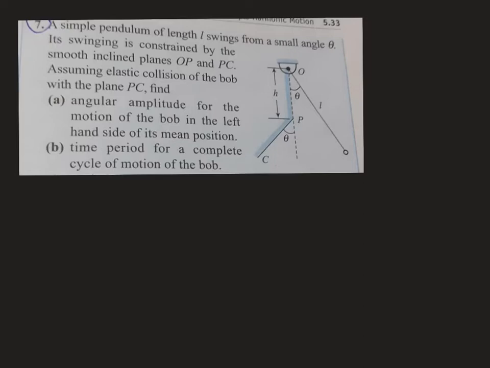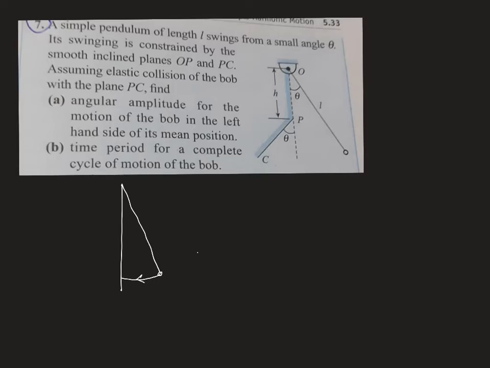So this is a simple pendulum. Okay. So it has two halves of its motion, right? This simple pendulum has two halves of its motion. So this part of the motion, from here to here, what is the time taken?